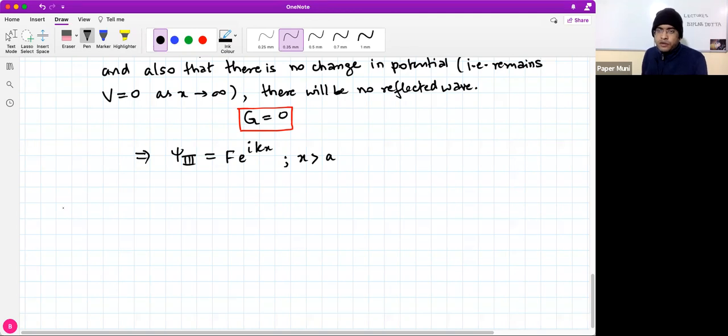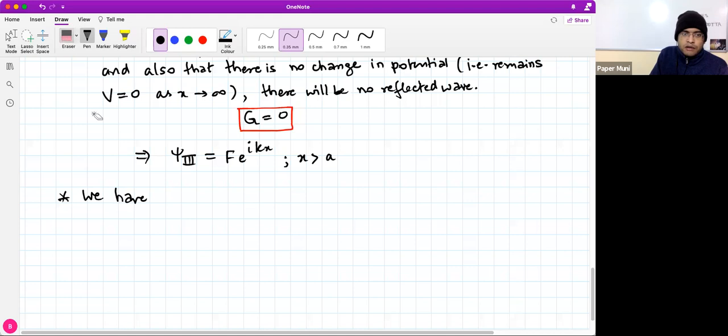But what do we need for that? We need the probability current densities, right? For calculating those things. Now to find out the probability current densities, we need the coefficients. So our problem reduces to this part only, that we have to find out the coefficients.